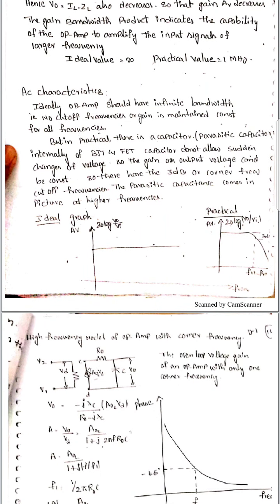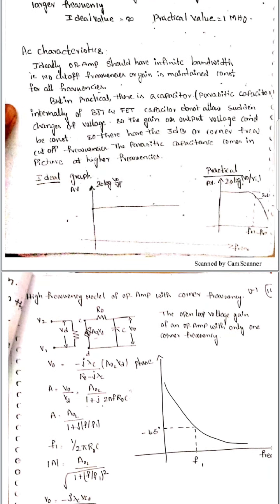Ideally, an op amp should have infinite bandwidth, that is, no cutoff frequency. The gain is maintained constant for all frequencies. But in practice there are parasitic capacitors internally in the BJT and FET, and capacitors do not allow sudden changes of voltage. So the gain or output voltage cannot be constant. So there is a 3 dB or corner frequency, the cutoff frequency.